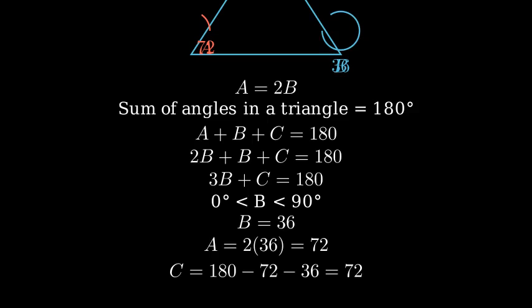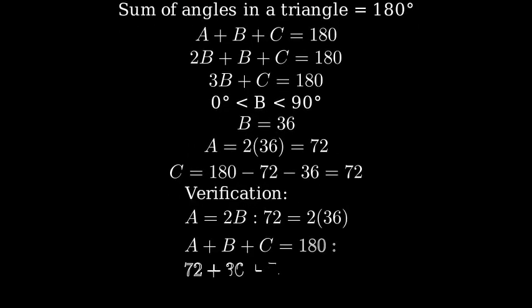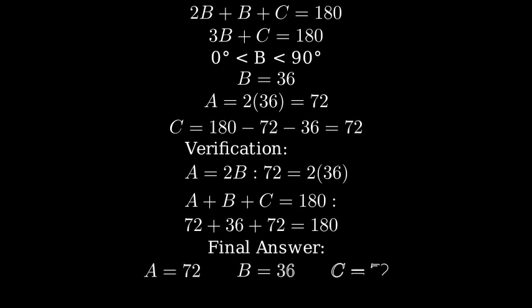Let's verify our solution. First, angle A is indeed twice angle B, since 72 is twice 36. And all three angles sum to 180 degrees, since 72 plus 36 plus 72 equals 180. Therefore, in this triangle, angle A is 72 degrees, angle B is 36 degrees, and angle C is 72 degrees.